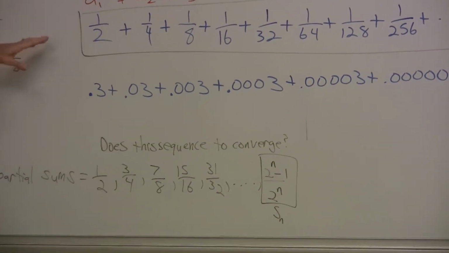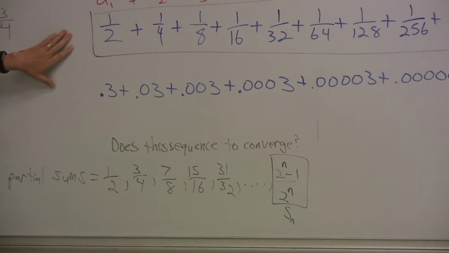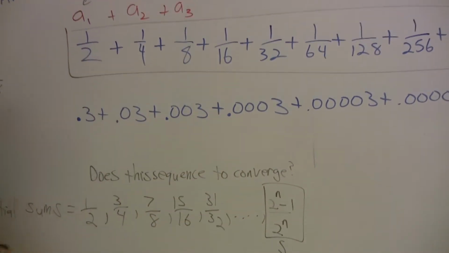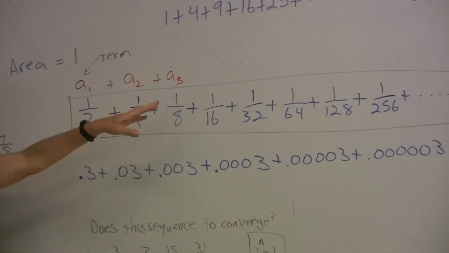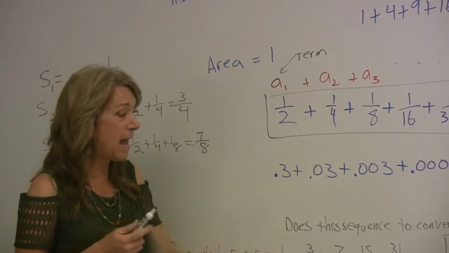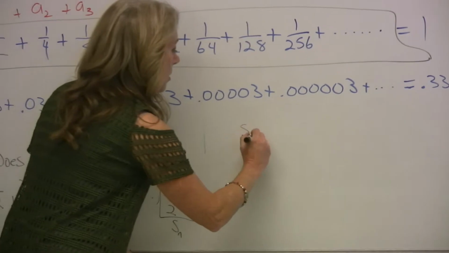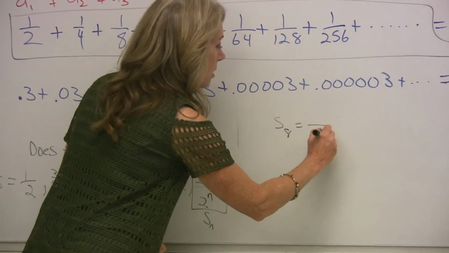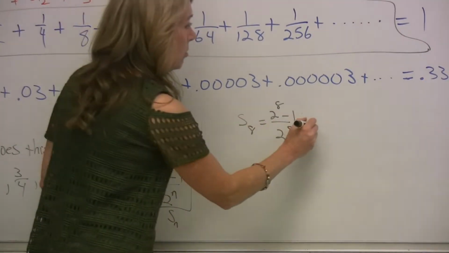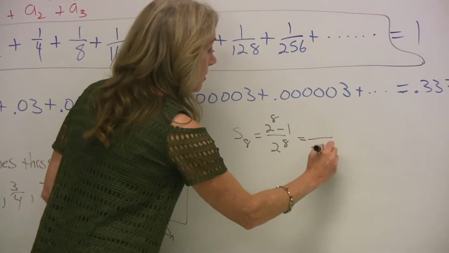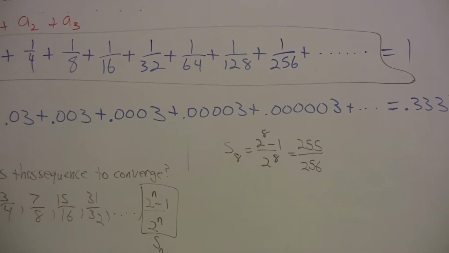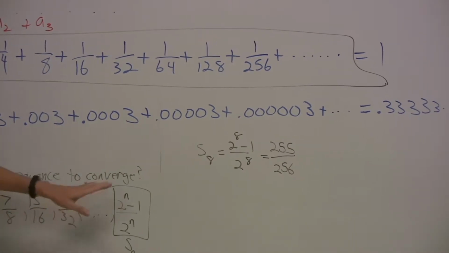Meaning, if I want to add, let's say 8 terms, 1, 2, 3, 4, 5, 6, because I got 8 of them. If I want to add up these 8 terms right here, I know the denominator is going to be 2 to the 8th, and the top's going to be 2 to the 8th minus 1. 2 to the 8th happens to be 256, so the top number is going to be 255. Because we found the pattern here.